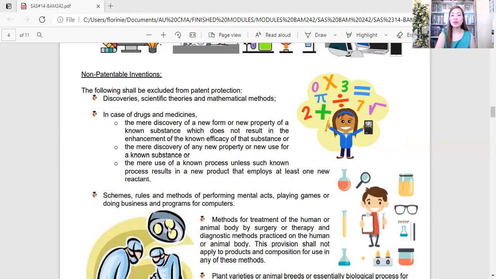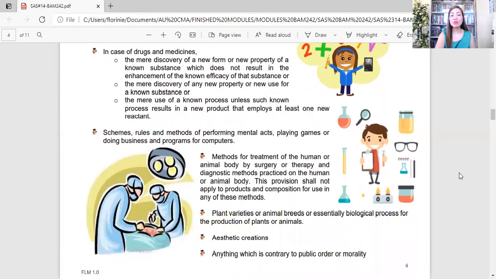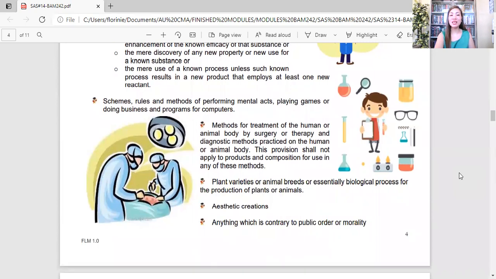Ano pa? So, schemes. Schemes, rules, and methods of performing mental acts, playing games, or doing business and program for computers. That's not patentable. It's not patentable yung methods for treatment of human or animal body by surgery or therapy and diagnostic method practiced on the human or animal body. Because this provision shall not apply to products and composition for use in any of these methods. Yung mga plant varieties, mga animal breeds, ayan. Yung mga aesthetic creations, and anything which is contrary to public order or morality. These are not all patentable.